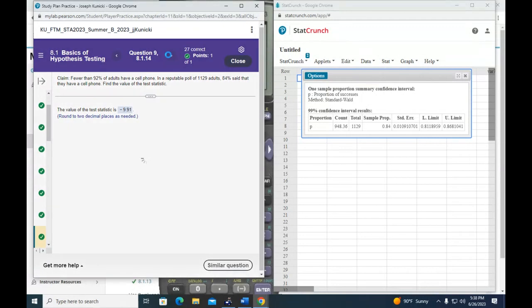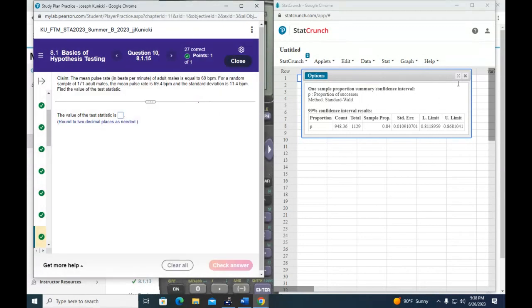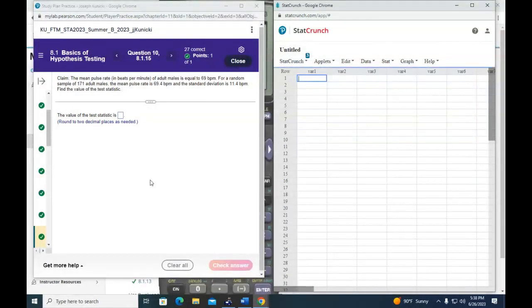All right, let's try 50. I think it's a mean, yeah. Okay, so this one's a mean. The mean pulse rate in beats per minute of adults is 69. They want us to find the test statistic. So this is a t because there's no mention of sigma.